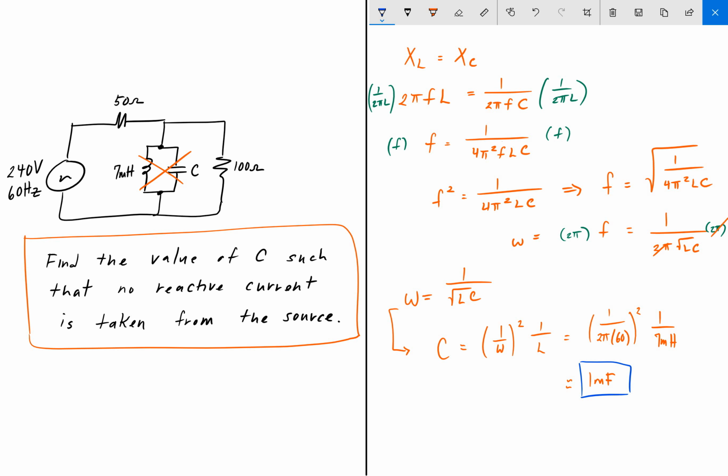That means that if we set this capacitor to 1 millifarad, it would be in resonance with the inductor of 7 millihenries, and they would exchange energy back and forth such that their reactive components cancel out, and we have a purely resistive circuit. And if we have a purely resistive circuit, then there are no reactive components, meaning there would be no reactive current taken from the source.